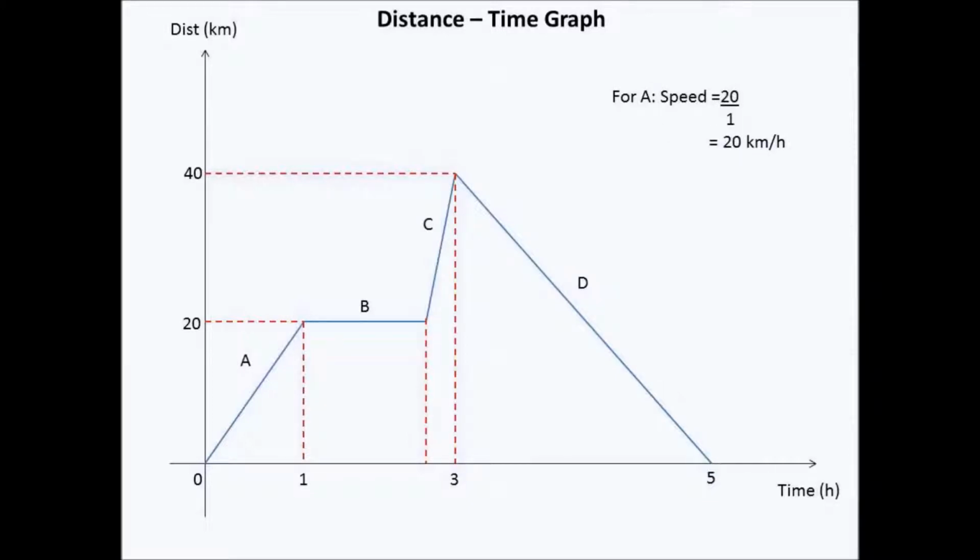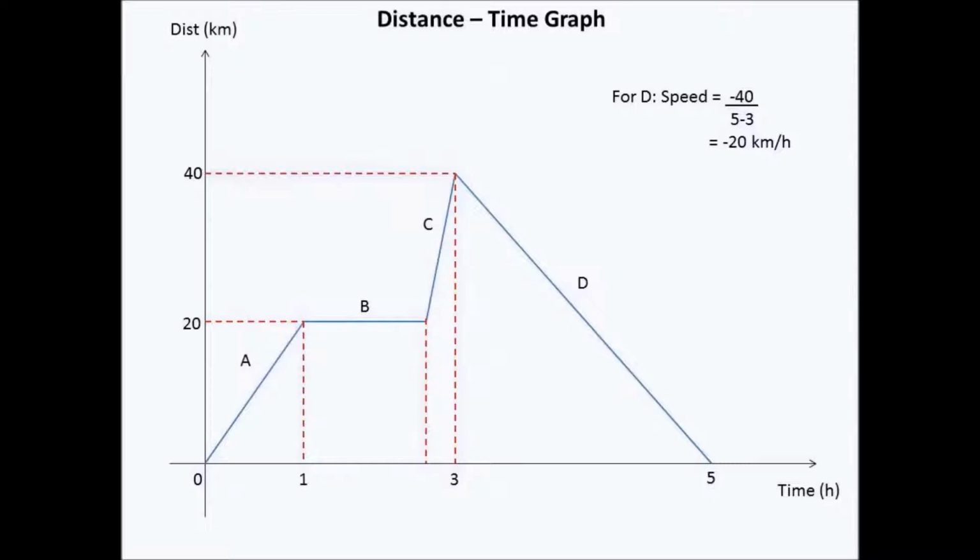Okay, so if you are going to do that, let's just look at part A. In this case, the y difference is 20. The difference in x is 1. So it will be 20 divided by 1 and we get 20 km per hour. So for region A, the speed will be 20 km per hour.